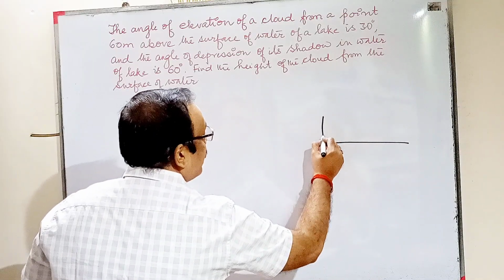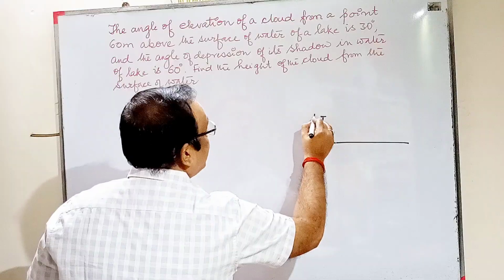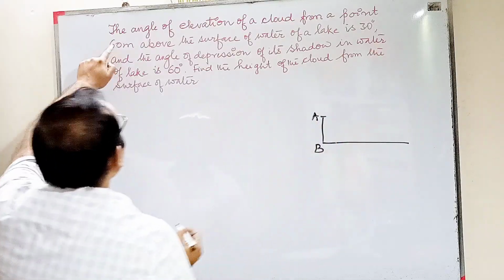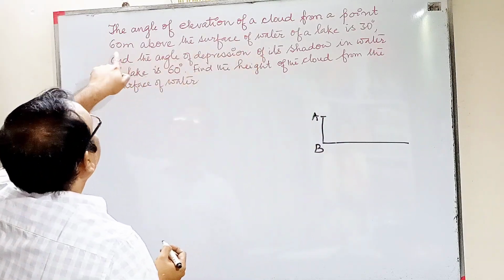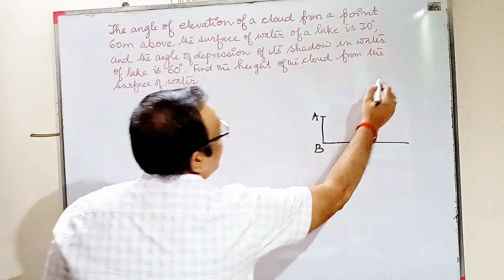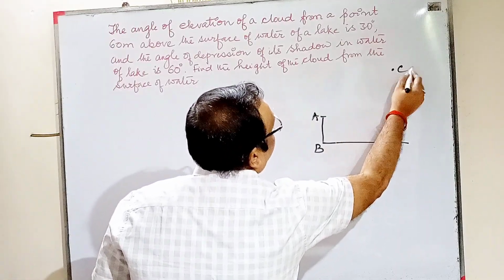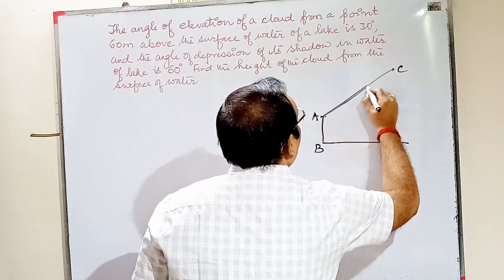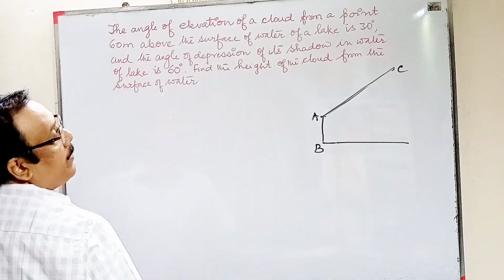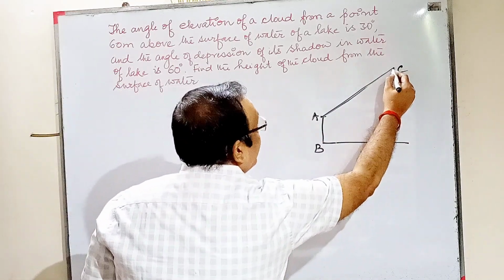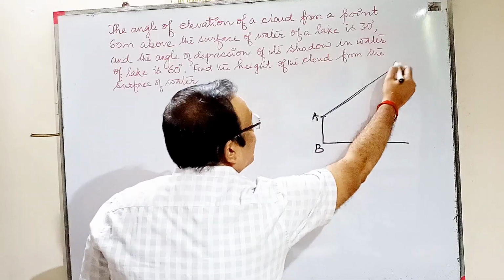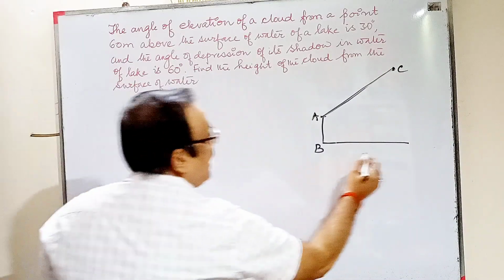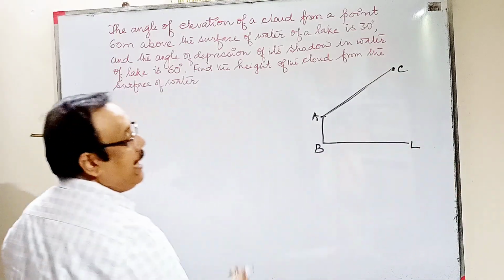This is 60 meter where the person is standing, 60 meter above the surface here. Say this is the point of the cloud. From here, you're looking at the cloud from A. The reflection of the cloud, if this is my lake, BL is the lake, the surface of the water.